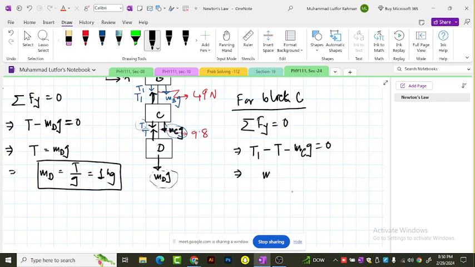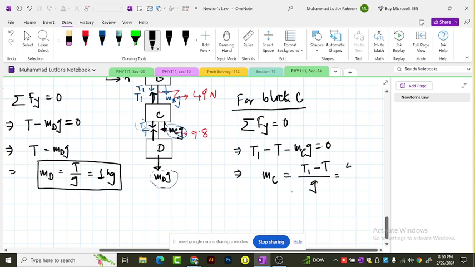Alright, then MC would be simply T1 minus T divided by G, right? T1 is my 49 Newton minus T, which is 9.8 Newton, divided by 9.8. Then I will find out MC from there. MC would be simply 4 kg. It should be 4 kg. All right.